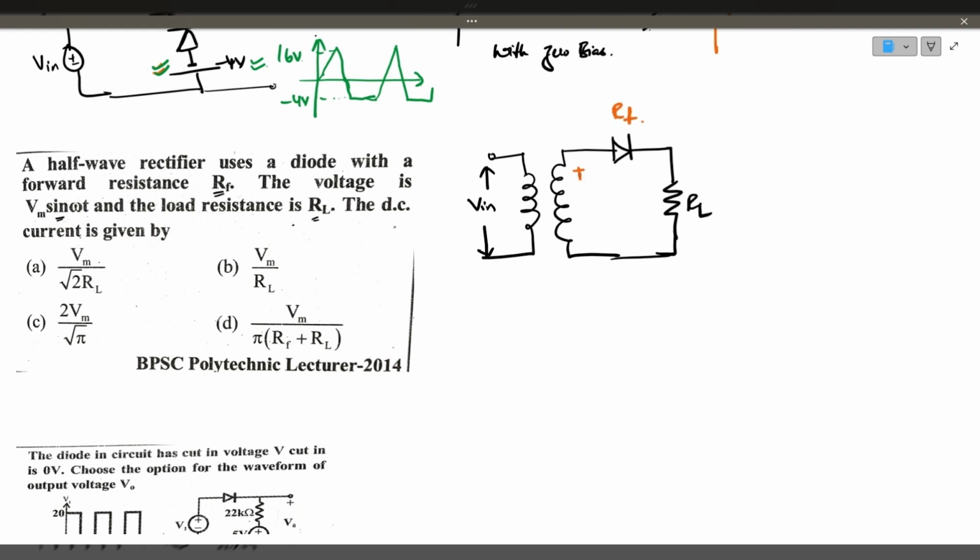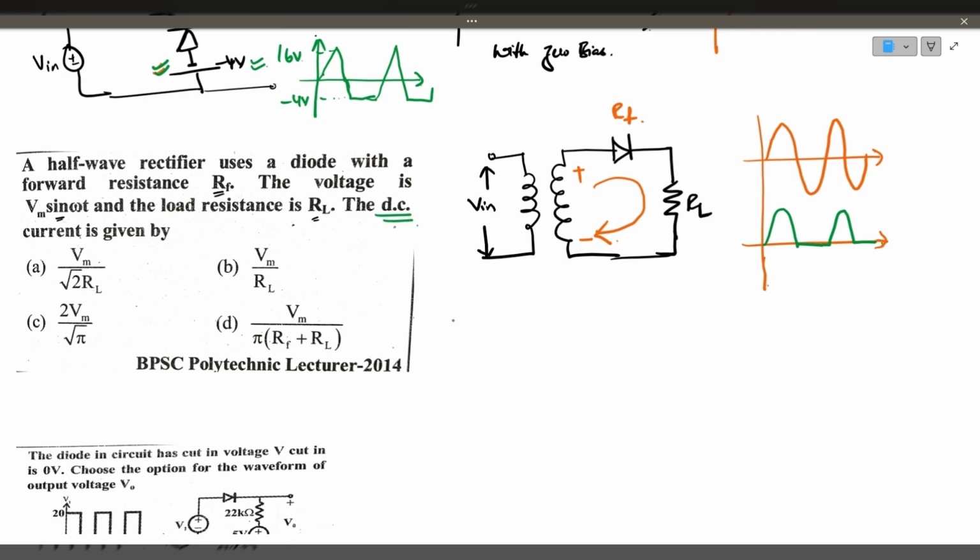During the positive half cycle, diode conducts and current flows through the diode and load resistance. During the negative half cycle, there won't be any output. So this is the input voltage, positive and negative half cycles will be there. The output voltage will be only the positive half cycles. There won't be any negative half cycle. So now he is asking us to find out DC current.